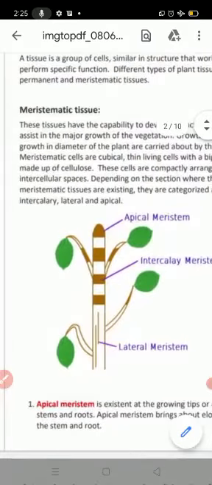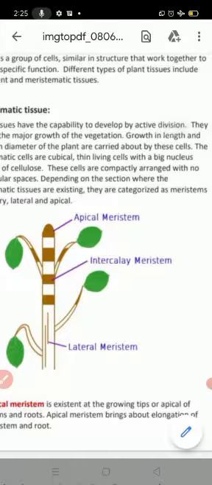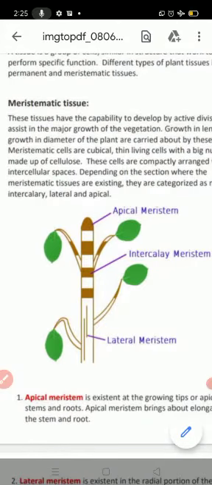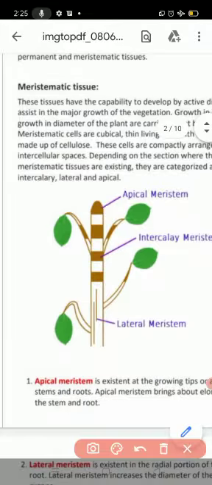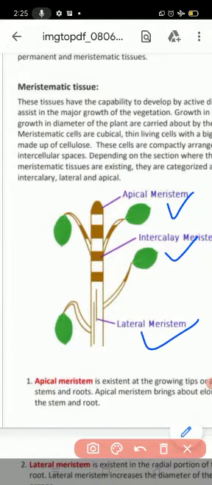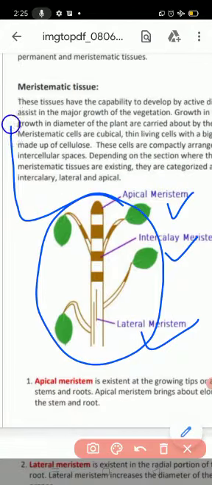Depending on the sections where the meristematic tissues exist, they are categorized as apical, intercalary and lateral meristems. Meristematic tissue is divided into three forms: apical, intercalary and lateral. These terms are seen only in the case of meristematic tissue. It has the capability of developing and shows the growth of vegetation. It is made of cuboidal living cells, made of cellulose, closely arranged with no intercellular space. Depending on where the meristematic tissue exists, it is categorized into three forms: apical, intercalary and lateral.